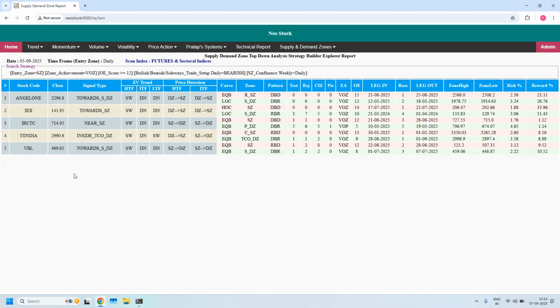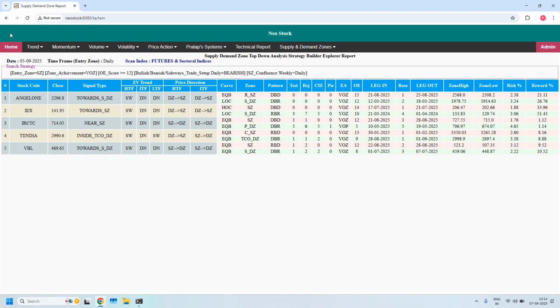Earlier I made some mistake; maybe look into the search strategy in that earlier generation. Maybe I might have selected demand zone confluence. Whatever it is, here daily and weekly, all 5 stocks are enabled. In all the 5 stocks, the trend is downtrend.